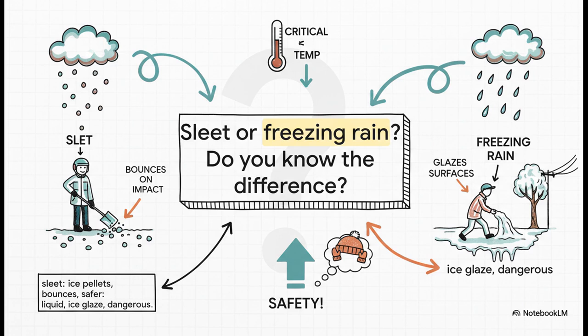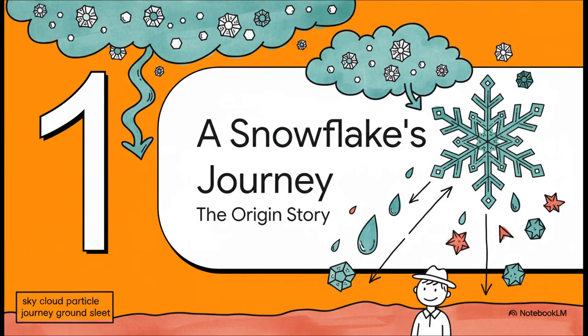Sleet or freezing rain. People mix these up all the time, but as we're about to see, knowing the difference isn't just for weather nerds, it's actually super important for staying safe when a winter storm rolls in. To really understand what's hitting us down here on the ground, we have to start way, way up in the atmosphere. So we're going to follow the life story of one single particle of precipitation, from a super cold cloud all the way down to us.